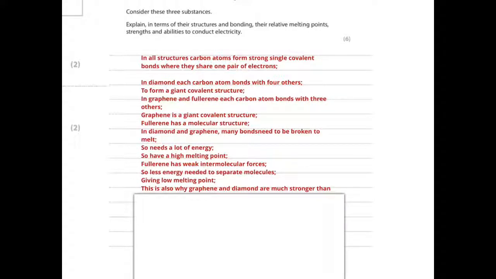This is also why graphene and diamond are much stronger than fullerene, because fullerene is a simple molecule, so it has weak intermolecular forces, and also, as I said before, there aren't many bonds. Diamond and graphene are giant structures, they have many bonds which need to be broken.